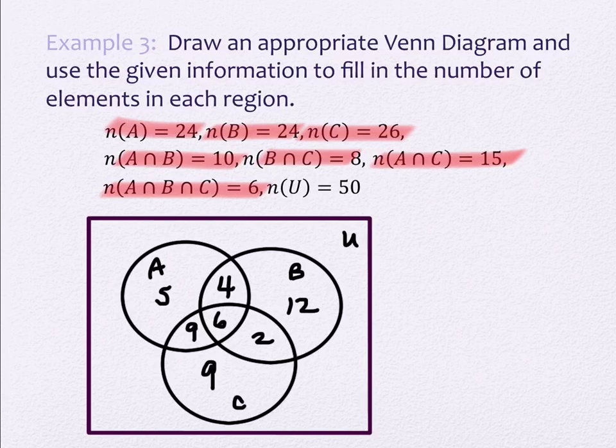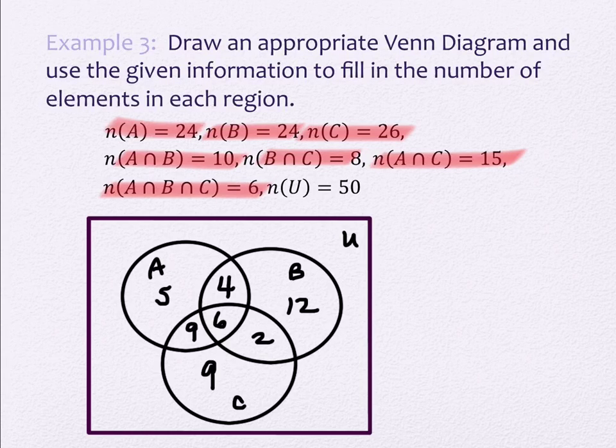Okay, where have I not put a number? On the outside. Does the number 50 go on the outside? It doesn't directly go on the outside. I need to count what I've already put in, and then take it away from the 50 total. So everything inside the whole rectangle is supposed to add up to 50. Okay, so I've got 5, 4, 12, 9, 6, 2, and 9.